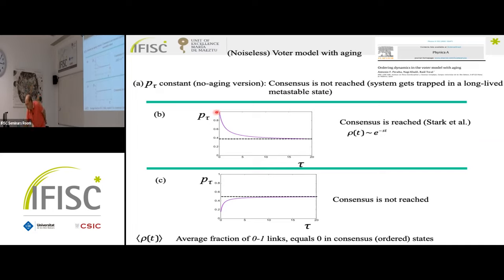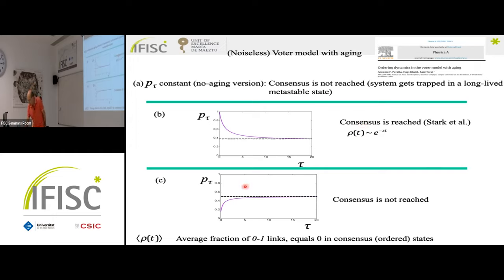If p tau is always one, you don't reach consensus. If p tau is always 0.4, you do not reach consensus; this simply rescales the time. But when you decrease from this value to this value, you reach consensus. How you reach consensus depends on how you get there. To measure it, you measure the average fraction of 0-1 links, which is zero in the consensus state. Here, you reach consensus exponentially, which was the result of Stark et al. So this is a well-defined time to reach consensus.